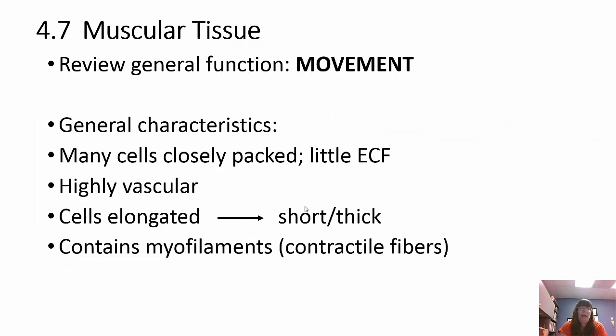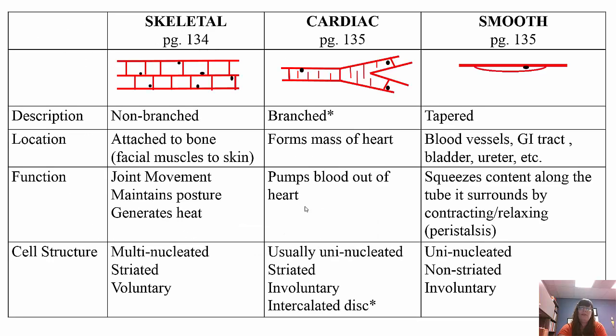Muscular tissue is the third type of tissue, again, functions in movement. A lot of cells packed tightly together, very little extracellular fluid, so kind of like epithelial tissue, except muscle tissue is highly vascular. The cells are kind of elongated, or they can be short, and then they go short and thick when they contract. They have myofilaments, which are the contractile fibers. And as I said, we will cover a whole chapter on muscle tissue towards the end of the semester.